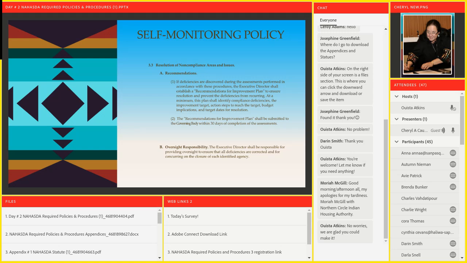The recommendations for improvement plan shall be submitted to the governing body within 30 days of the completion of the assessments. Oversight responsibility. The executive director shall be responsible for providing oversight to ensure that all deficiencies are corrected and for concurring on the closure of each identified deficiency.